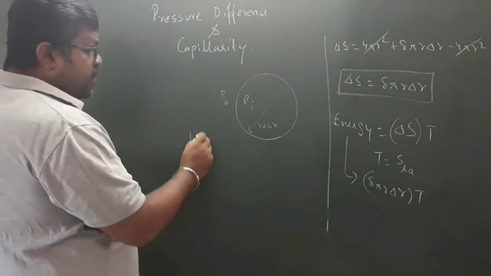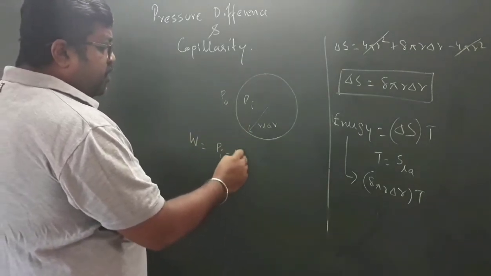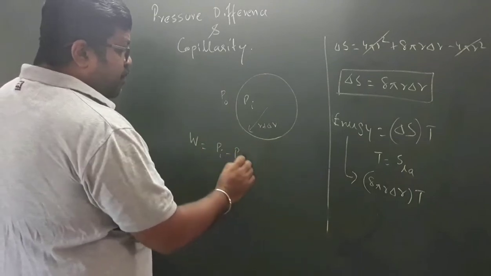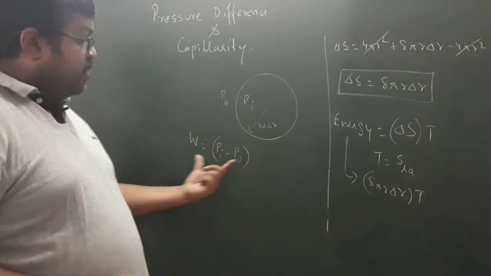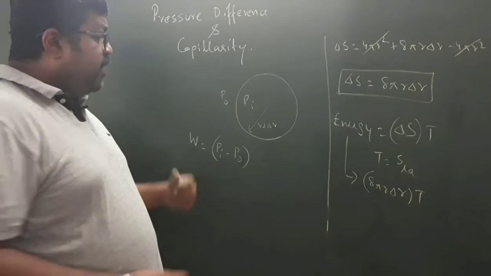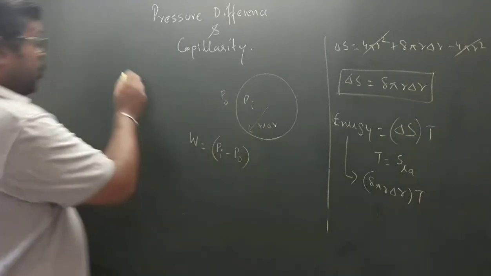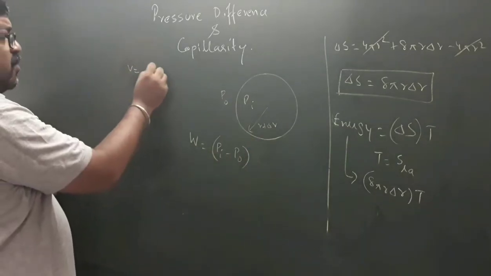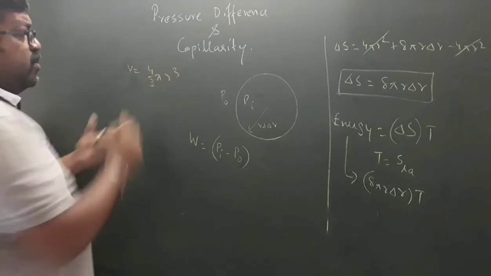That work done is the difference in pressure, Pi minus P naught, multiplied by the increase in volume. Now volume V is 4 by 3 pi r cube. This is the initial volume.